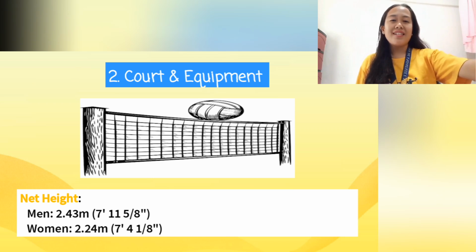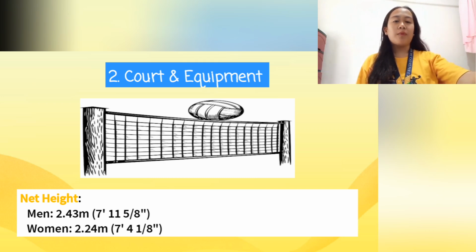So next is the net height. So there are distinct net height for the men and the women. So the men net height must be 2.43 meter, while the women must be 2.24 meter.